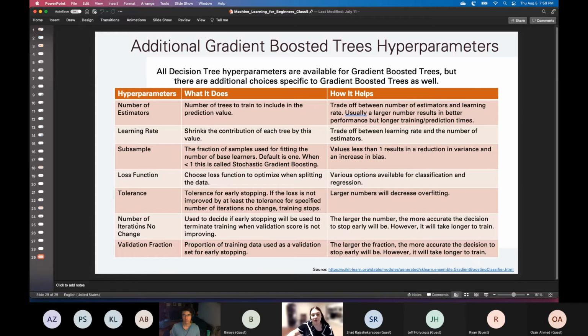We can do the number of iterations with no change. So if the loss function hasn't changed for 3 iterations, for instance, and we set it as 3, it would stop the model. And then you can also do the validation fraction, a proportion of training data used as validation set for early stopping. So if you set the tolerance or the number of iterations, it will use that validation data set to choose that early stopping area. The larger the fraction that you choose, the more accurate the early stop will be.